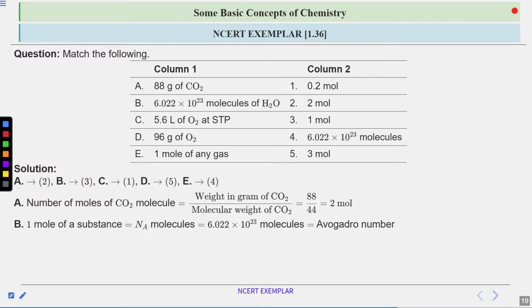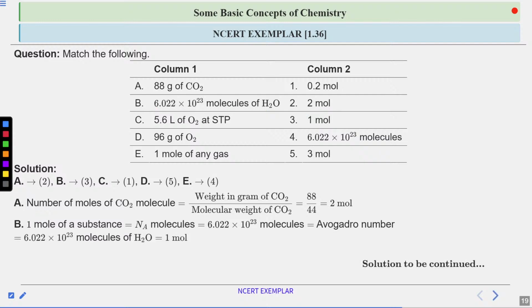Second was 1 mole of a substance. So this is very clear from the start, that if I am saying 6.022 into 10 to the power 23 molecules of H2O, it is very simple to say that we have 1 mole of that substance. So we can say B is related to 3. Got it?